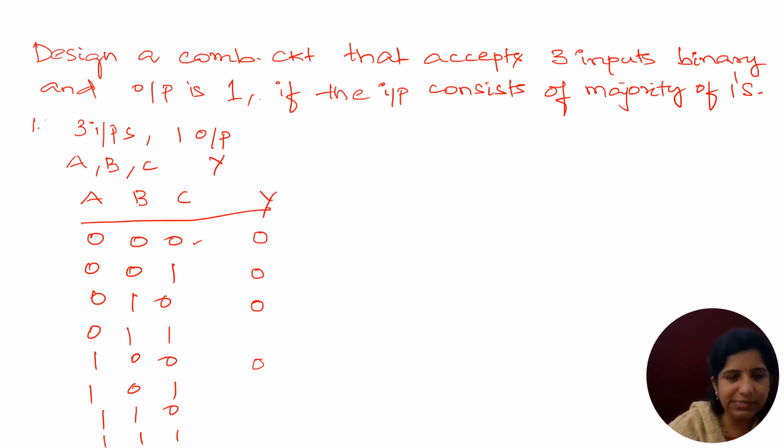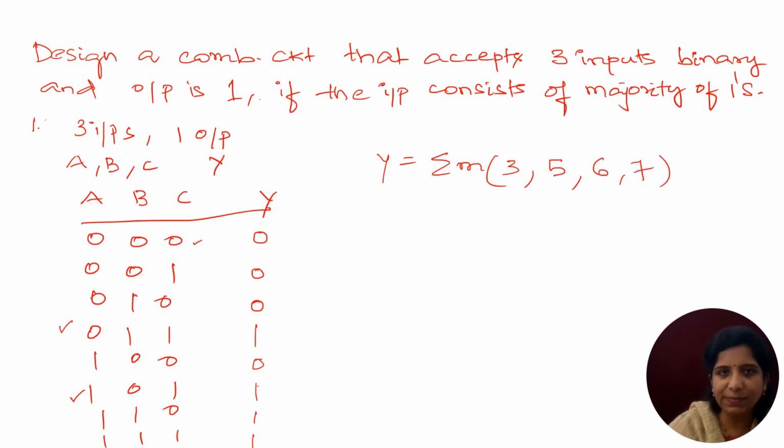So here it will be 0. For 101, the majority are 1, so the output is 1. For 110, the output is 1. For 111, the output is 1. After writing the truth table, you have to write down the minterms. What are the minterms here? The output is 1 for the input combinations 3, 5, 6 and 7. These are the minterms obtained.